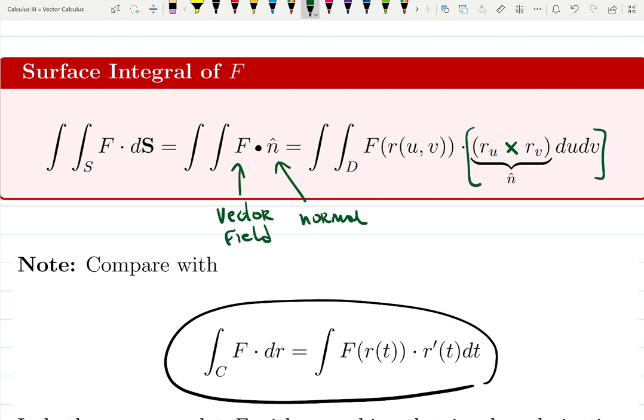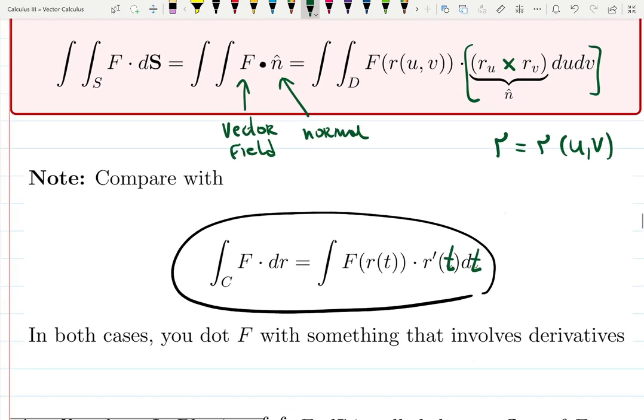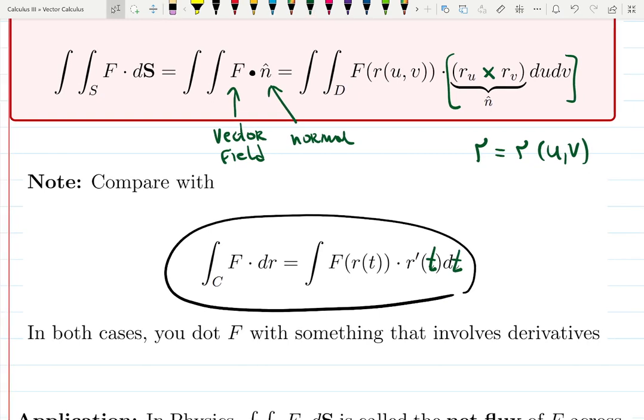To be honest, it kind of makes sense. We used to have one-dimensional t here. So r used to depend only on t. Now r depends on u and v. So now instead of dt, we have du dv, and that's why the number of dimensions increased. Now there's a cross product involved. That is why it's more complicated, because we're doing different parametrization. In both cases, you dot F with something that involves derivatives. That's true. It used to be a one-dimensional derivative. Now it's partial derivatives, du dv.